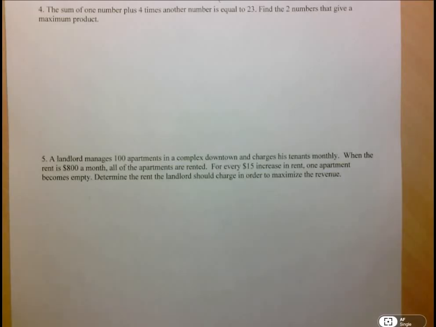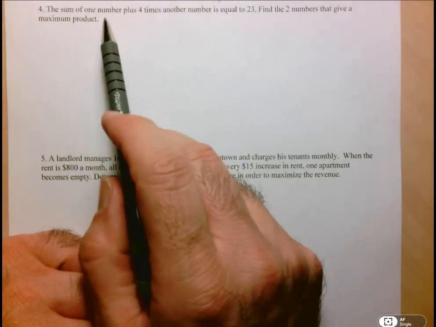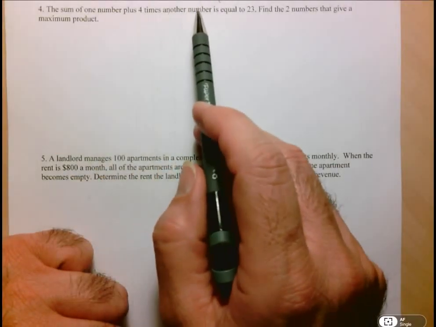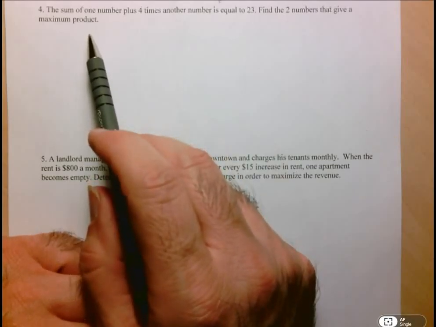Hi folks, we're going to take a look at number 4 from Unit 6, Quiz 2. Okay, so let's take a look at the question. It says the sum of one number plus 4 times another number is equal to 23. Find the two numbers that give a maximum product.